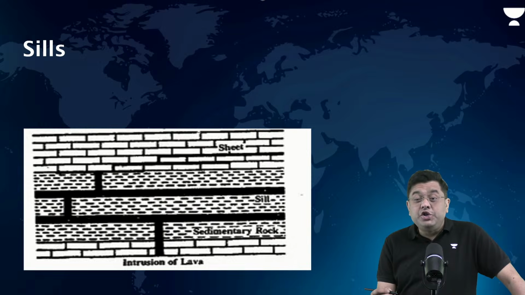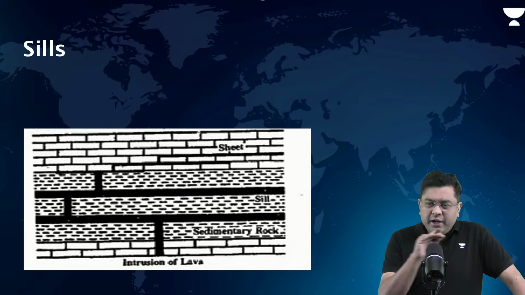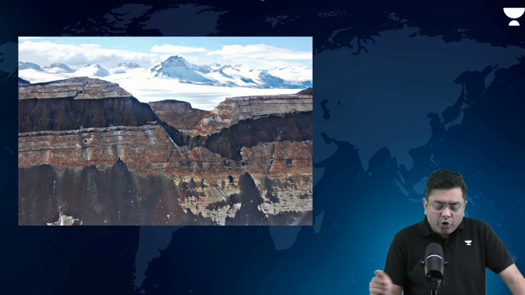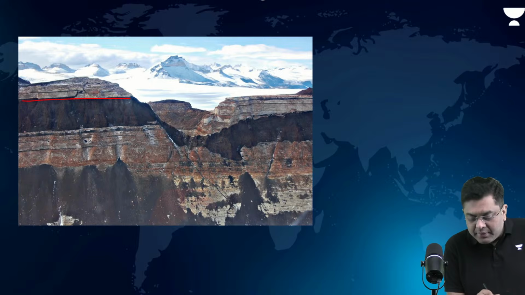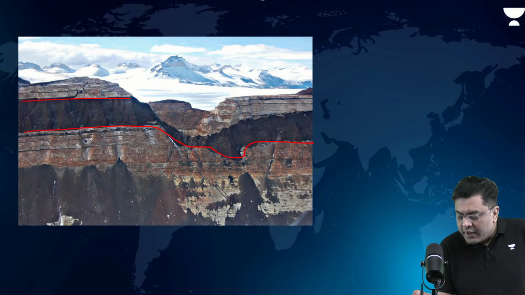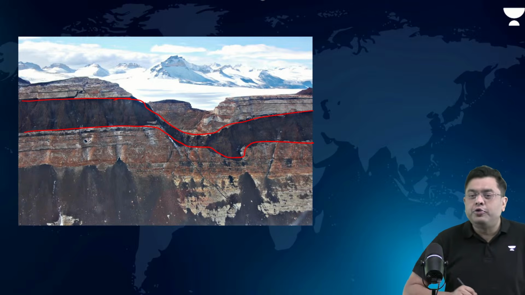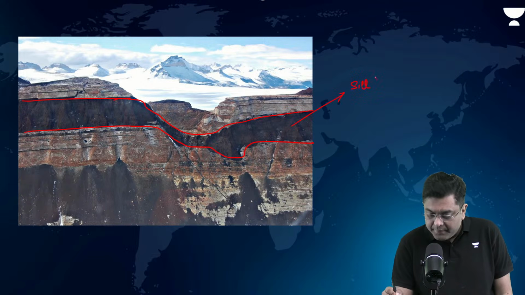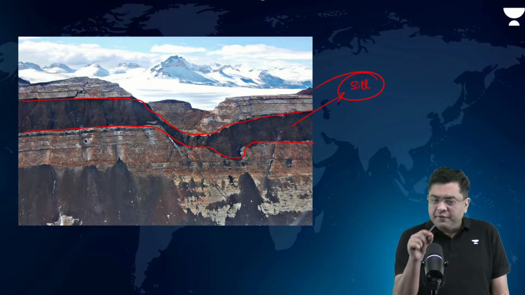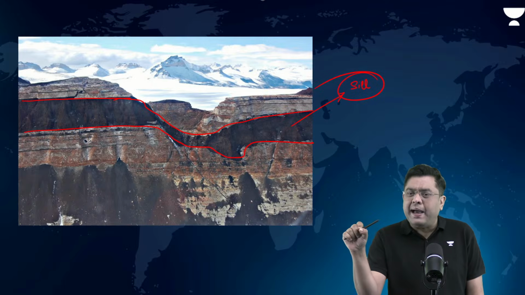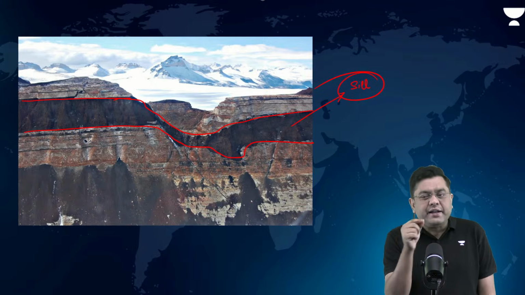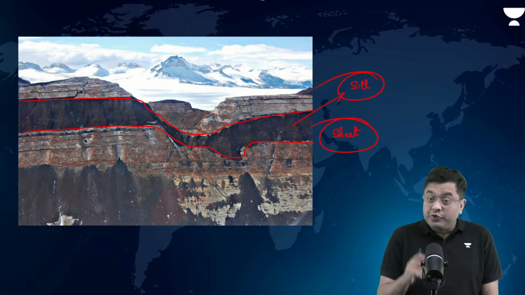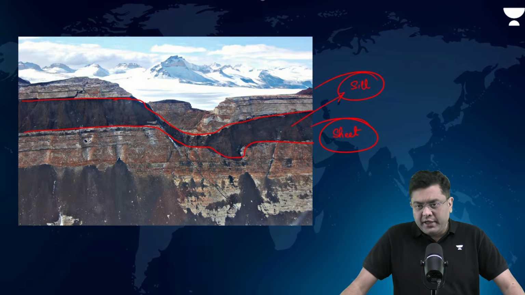Then you have sills and sheets. Whenever magma solidifies in a horizontal region, that is known as sill. Here you observe this image. You observe this particular layer of rock. This is nothing but a very old solidified magma. This is what is referred to as sill. However, if the solidification has happened in a very thin manner, that is what will be referred to as a sheet. So sills are thicker, sheets are thinner.